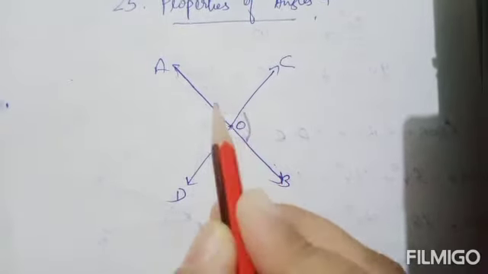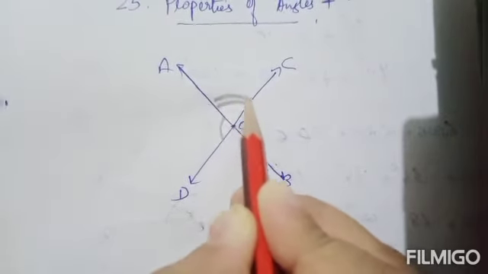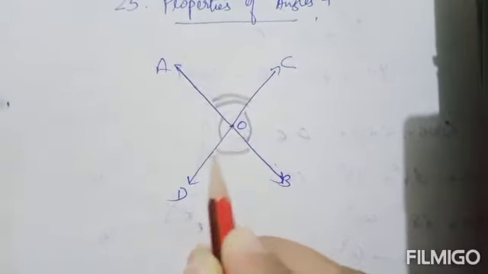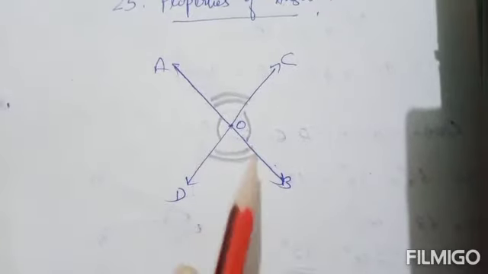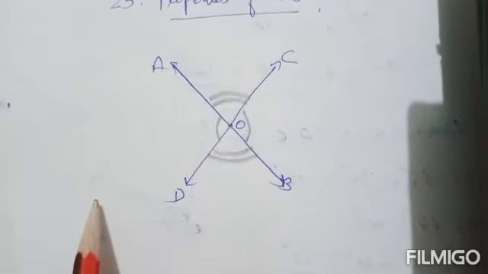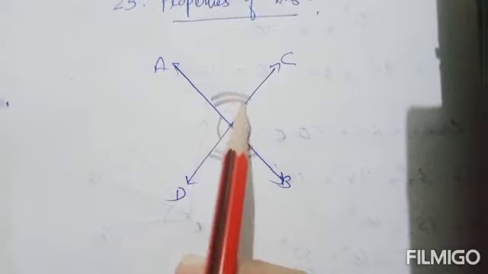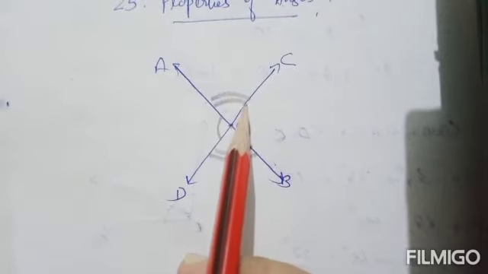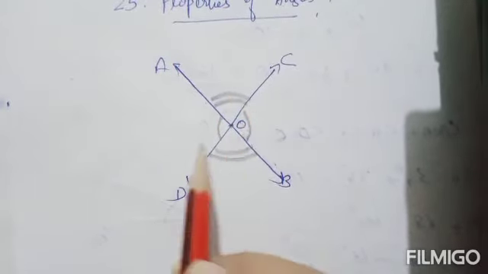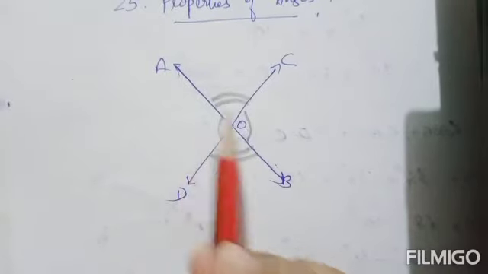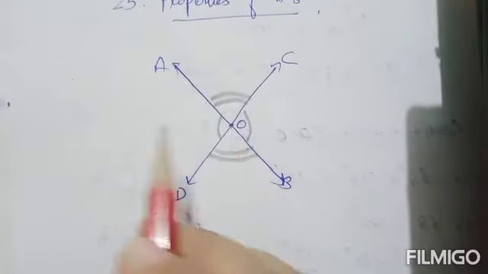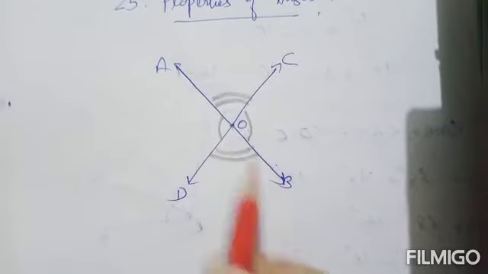Now the other pair is angle AOC and angle BOD. These two are also vertically opposite angles. So according to property 1, the vertically opposite angles are always equal. Angle AOD will be equal to angle BOC and angle AOC will be equal to angle BOD.